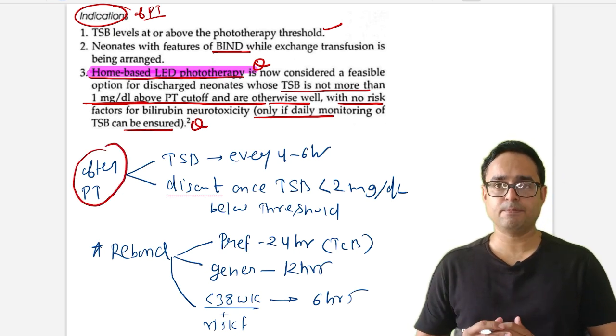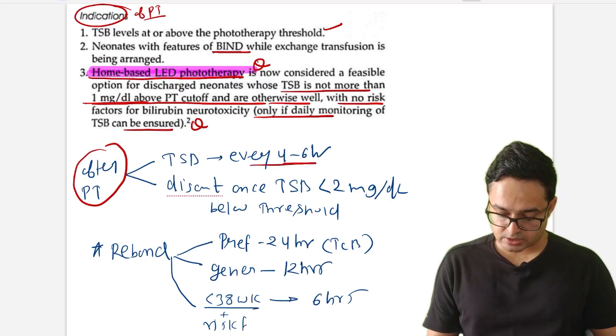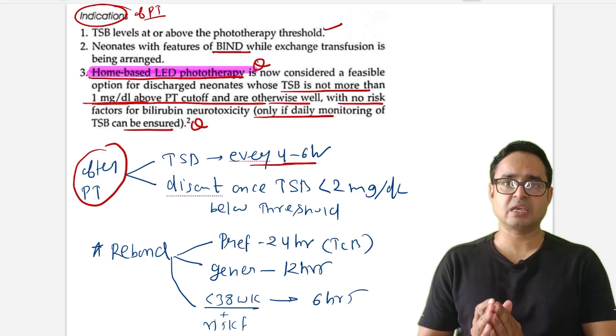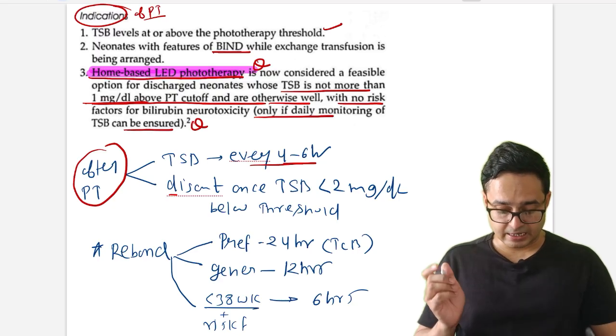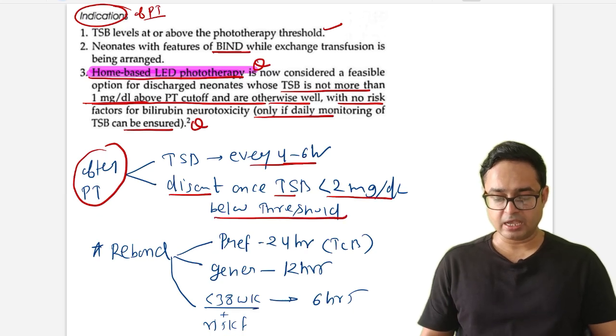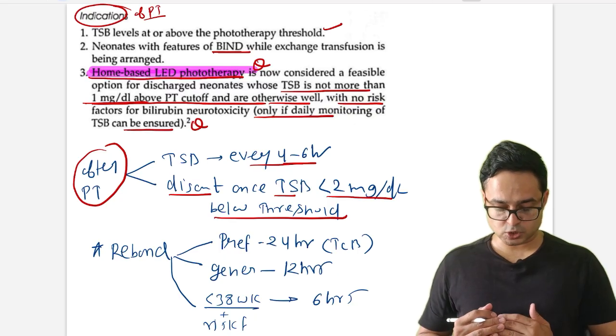After phototherapy, you should check TSB every 4 to 6 hours, because it might rise, hemolysis can occur, but discontinue once total serum bilirubin is less than 2 milligram per deciliter below threshold. If it is less than 2 milligram per deciliter below threshold, you can stop.